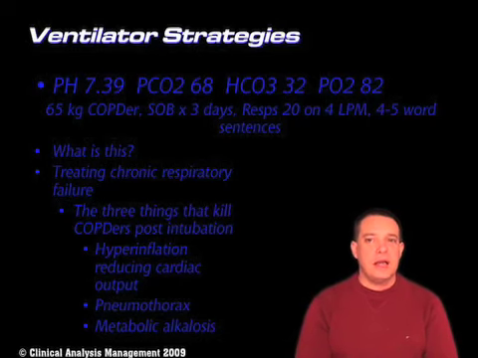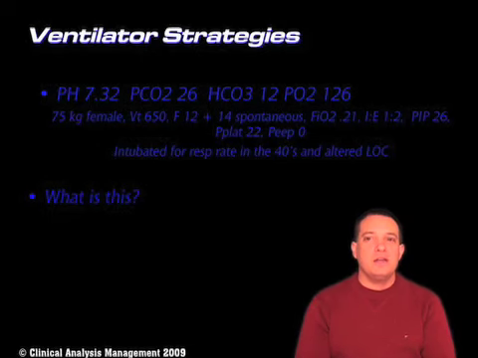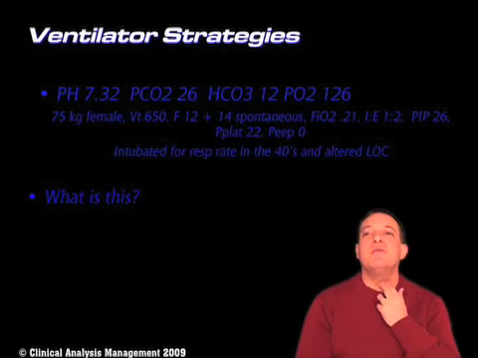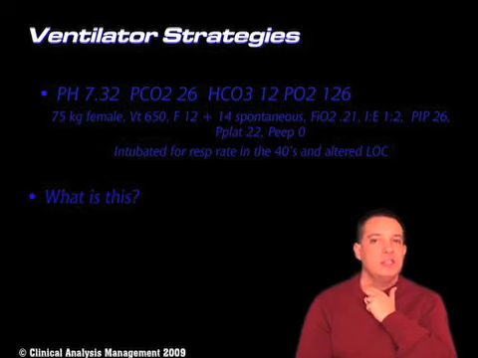Okay, let's look at another blood gas here. You've got a 75 kilo patient. She presents to the emergency room with a respiratory rate in the 40s and an altered level of consciousness. She's intubated in the ED and put on a tidal volume of 650. She's put on a ventilatory rate of 12, and on top of that, she's overbreathing the ventilator by 14 breaths a minute. So her total respiratory rate is actually 26 breaths a minute.